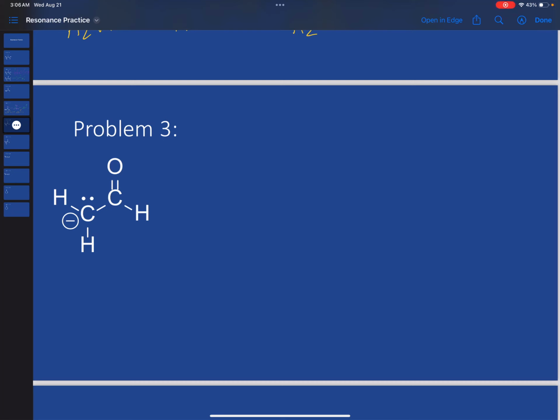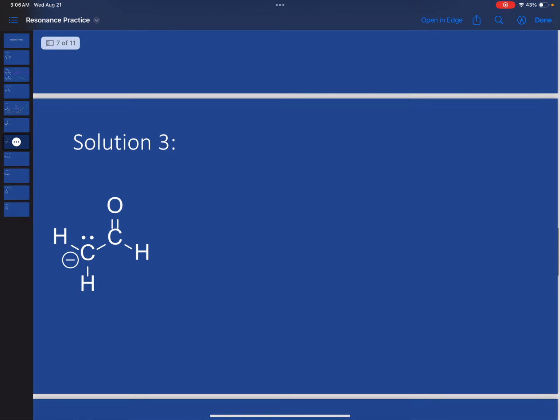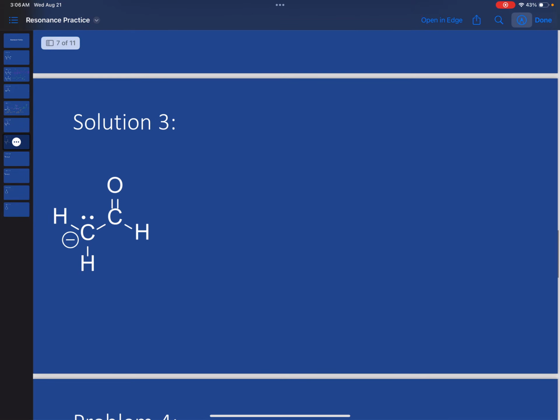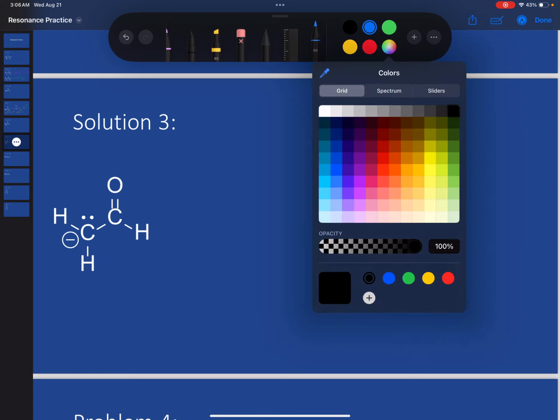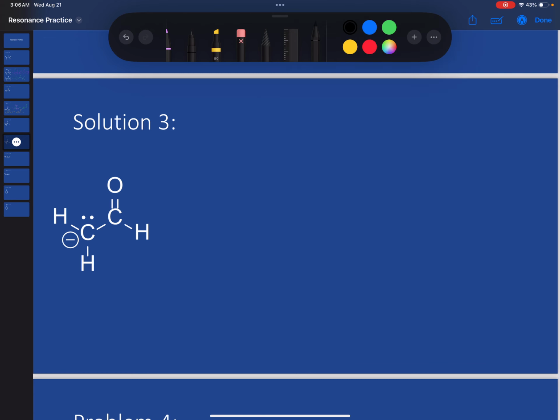For our third problem with practicing resonance structures, here I have another compound. So once again, if you want to go for it, go ahead and hit that pause button. Otherwise, I'm going to go ahead and start working through the solution. So this is another one where we can have multiple answers here. There's multiple possible resonance structures.